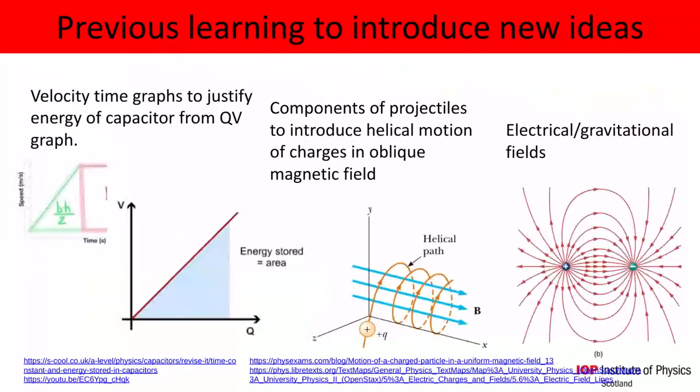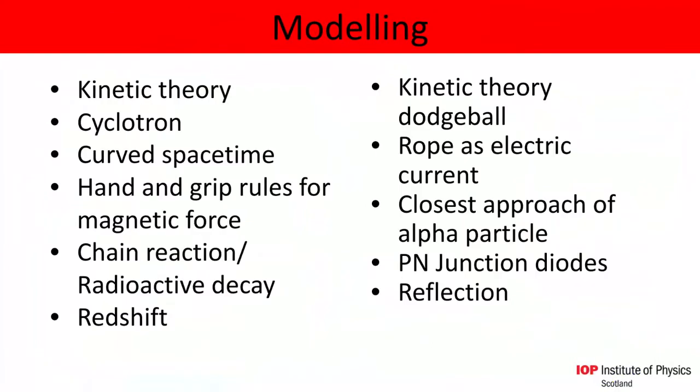Finally, looking at just using previous learning to build on and draw an analogy between, for instance, speed-time graphs and energy stored in a capacitor. They're both area under a graph. They've both got variation, direct proportion between the two variables. If you teach Advanced Higher, the helical motion of a charged particle in a magnetic field is analogous to a projectile. Both have constant velocity in one direction, and the other component causes acceleration. And finally, again for Advanced Higher, comparison between electrical and gravitational fields can be helpful.